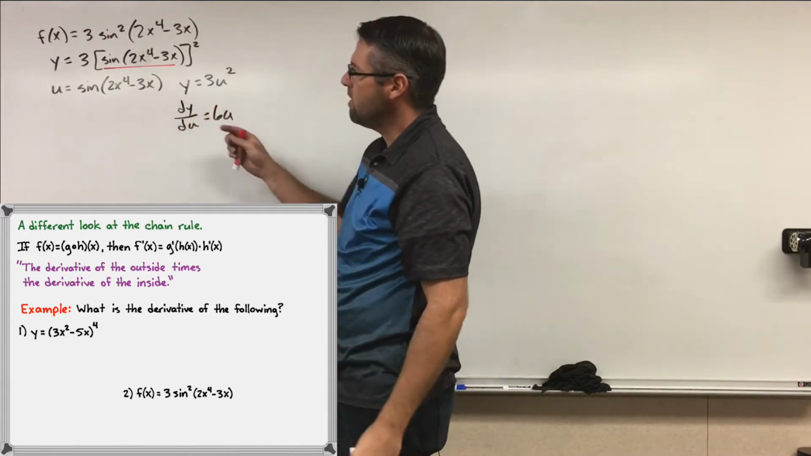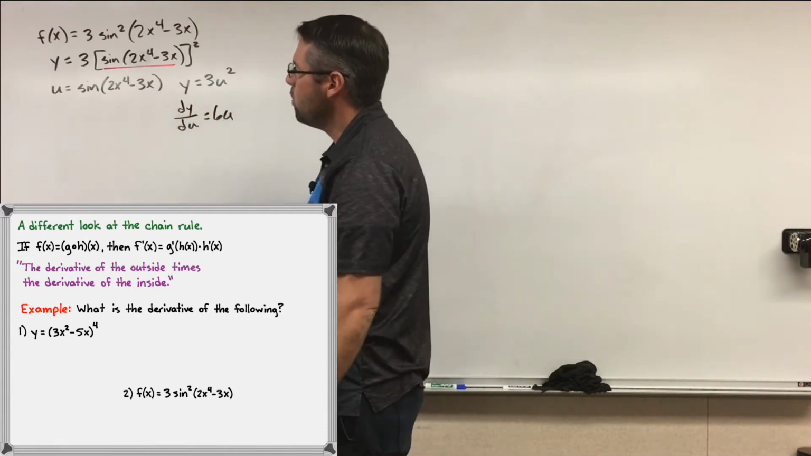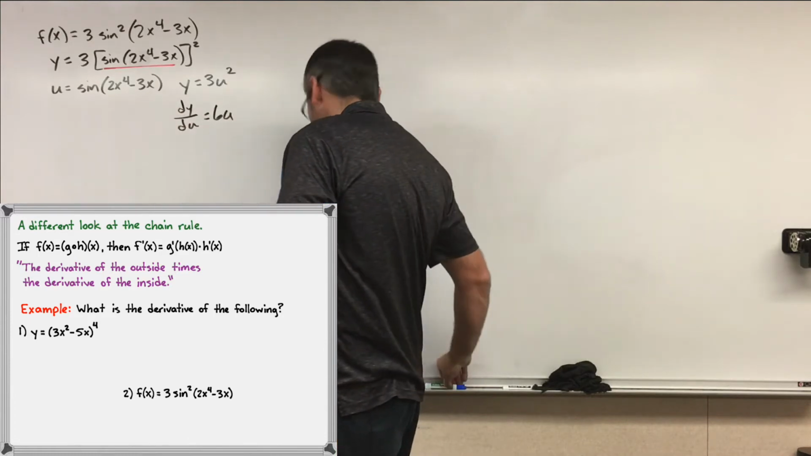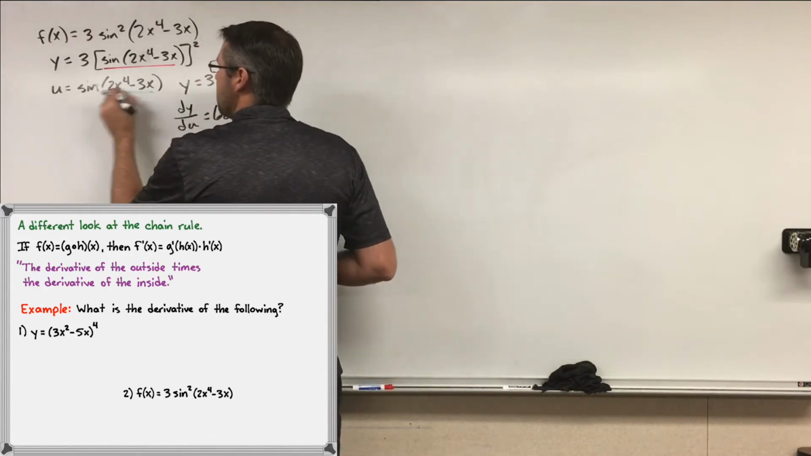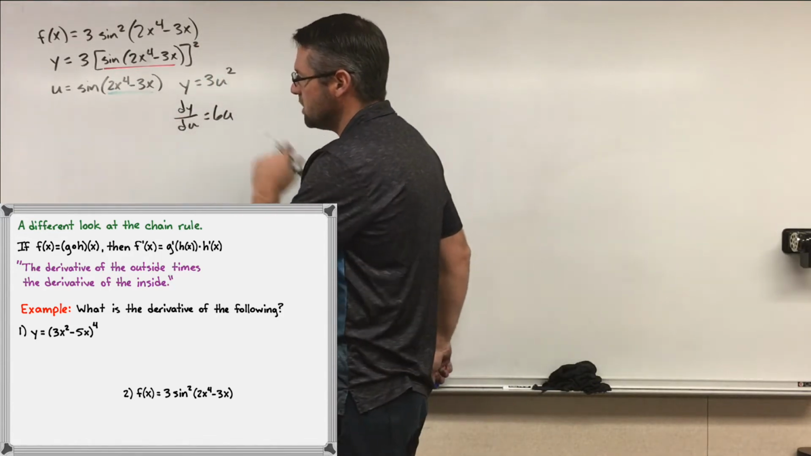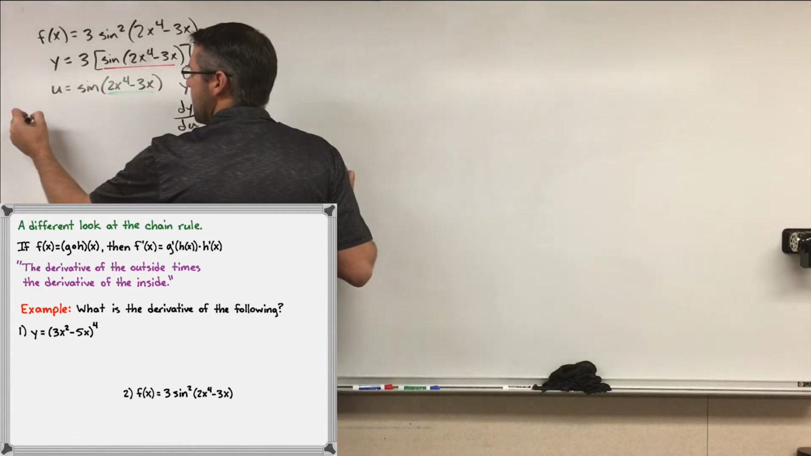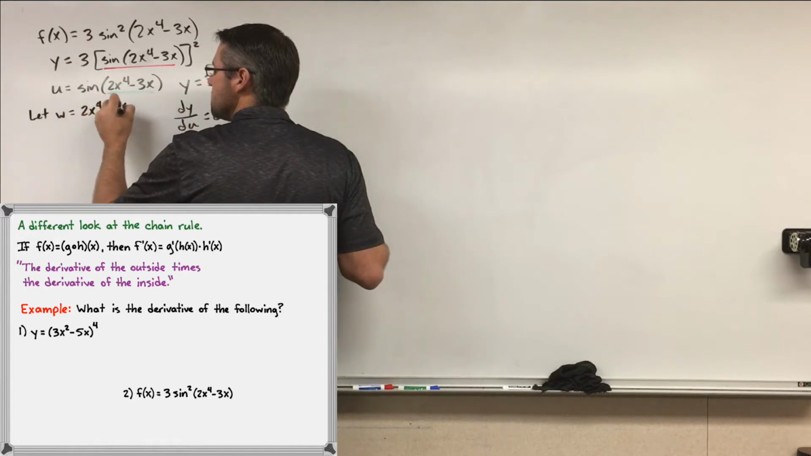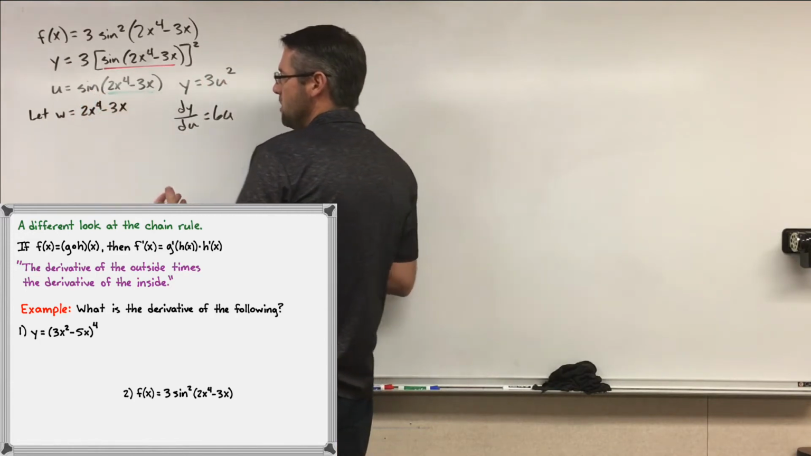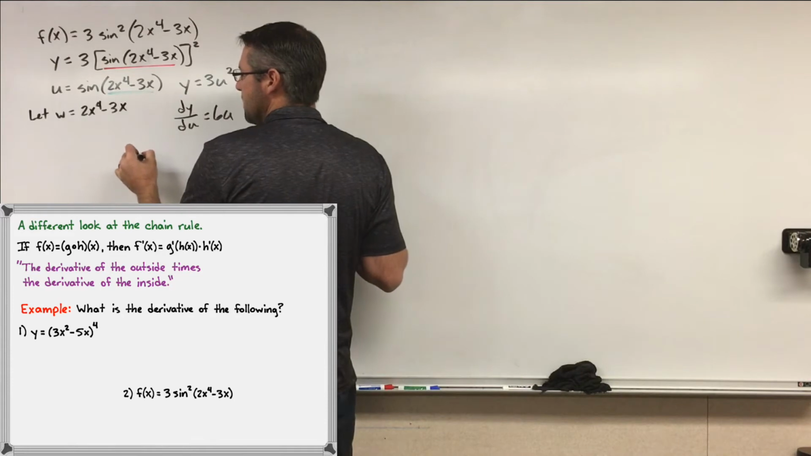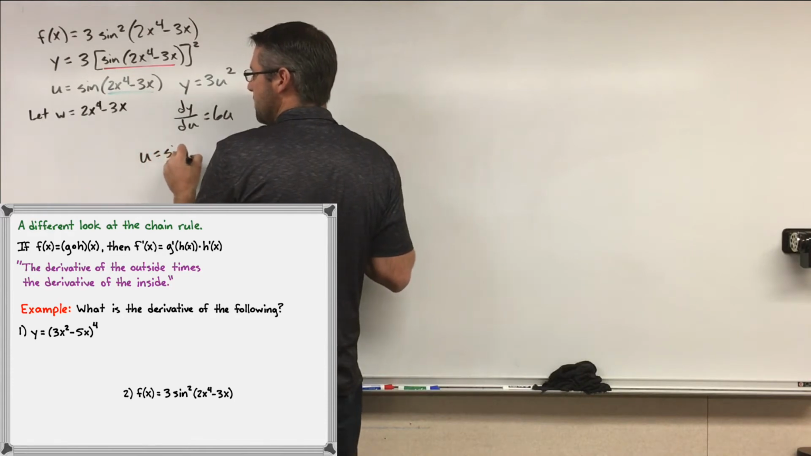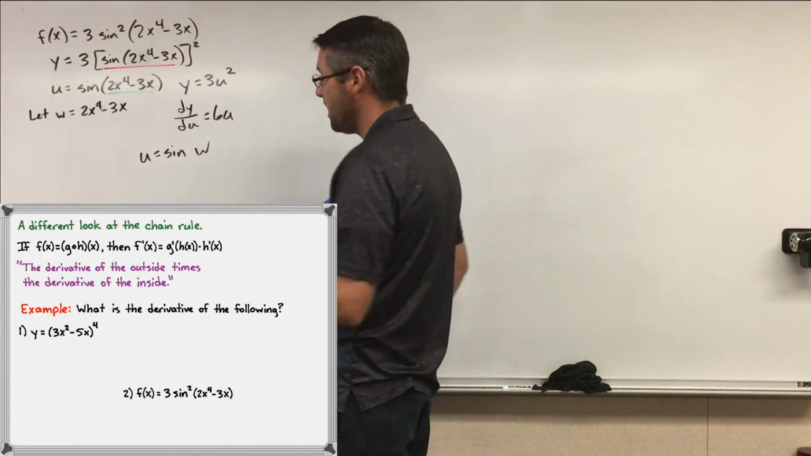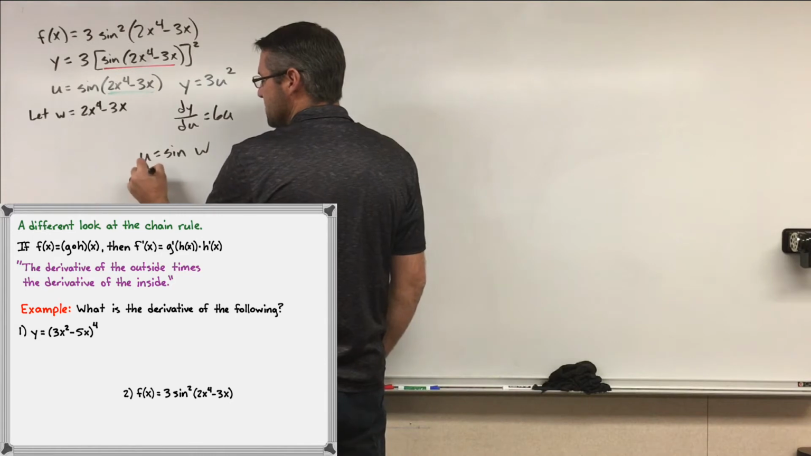That's easy. But then you notice over here, we have another composition. We have sine of something. So I'll underline the inside of that with green. And instead of maybe using u, I'll use w. So we'll say let w equal 2x to the fourth minus 3x. And that would imply then that u is equal to sine of w. Okay, so now I'm throwing more variables in it, it's making it more complex, but I can now take the derivative of this.